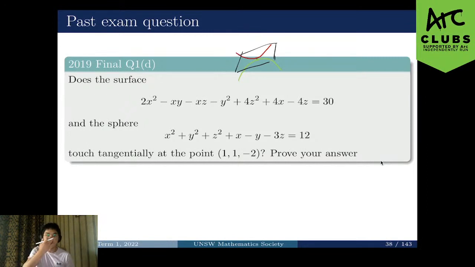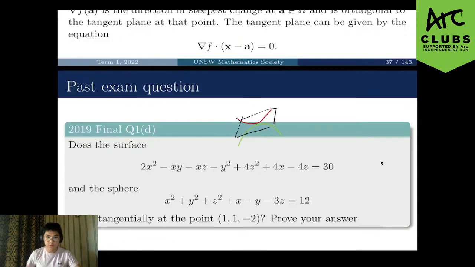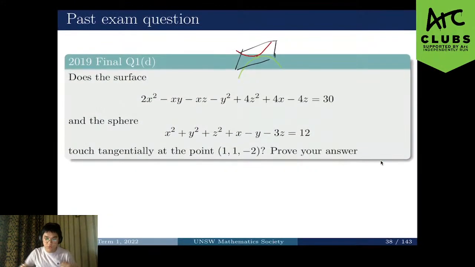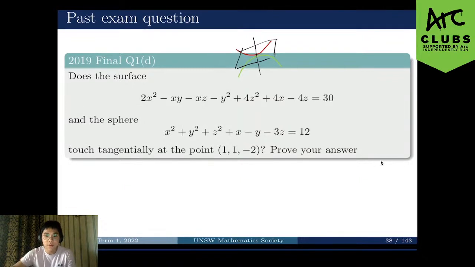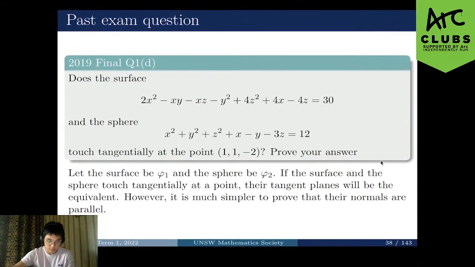So one way we could go about doing this is calculating the tangent plane using this equation for both the surface and the sphere at that point. But we also know that the gradient is the normal to the tangent plane at the point. So a faster way to do this question is for us to prove that the normals of the surface and the sphere at this point are parallel. So if they do touch tangentially, the normals are going to be parallel. So we're just going to find the gradients and prove that they're parallel to solve this question. So let's see how it's done.